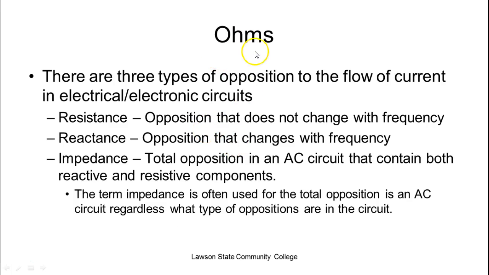We talked about the different types of ohms. Ohms is a measure of opposition. In this class we're going to have to pick up 3 different types of opposition. You learned about resistance in DC in intro. In AC we have 2 more, which we call reactance and impedance.